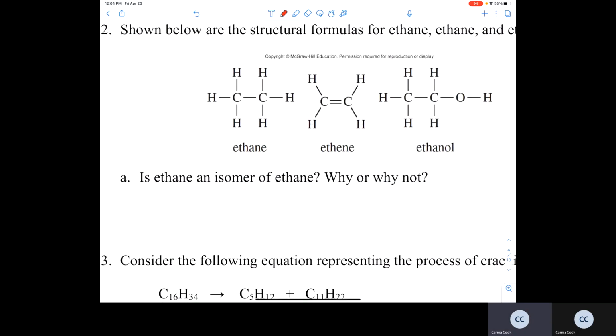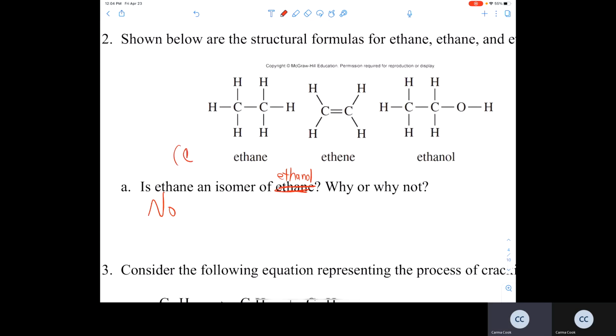Next question, and that's a typo there, that should be ethanol. We've got the structures of ethane and ethanol, as well as ethene, the alkene with a double bond. So is ethane an isomer of ethanol? Well, no, it's not.